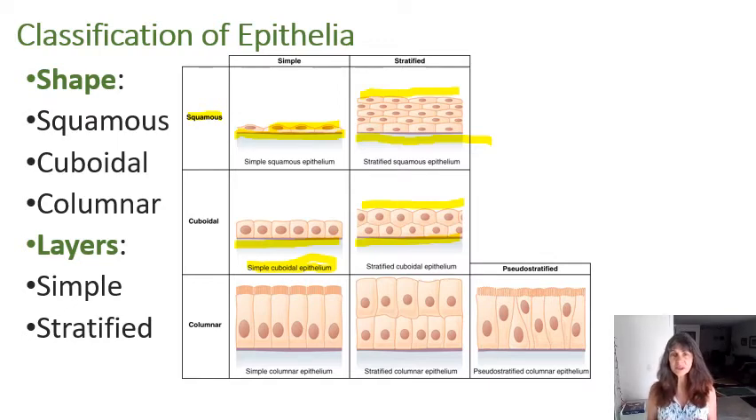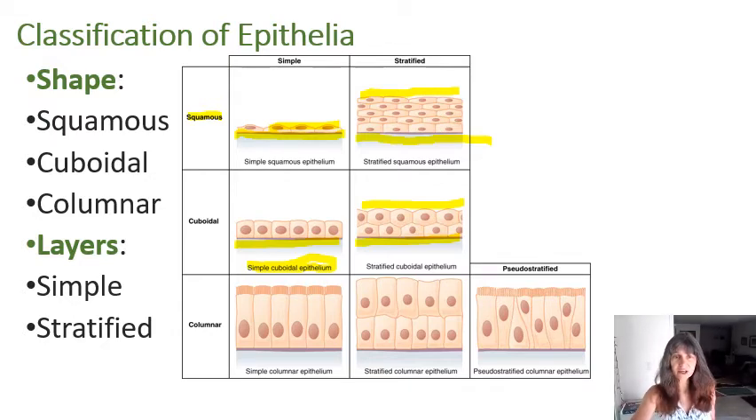The difference between stratified squamous epithelium and stratified cuboidal epithelium is that stratified squamous epithelium tends to have many cells in layers. Stratified cuboidal epithelium tends to have between 2 to 3, occasionally 4 layers of cells, but more commonly only 2 to 3 layers of cells. So that's one way that you can determine what type of epithelium you're viewing under the microscope.